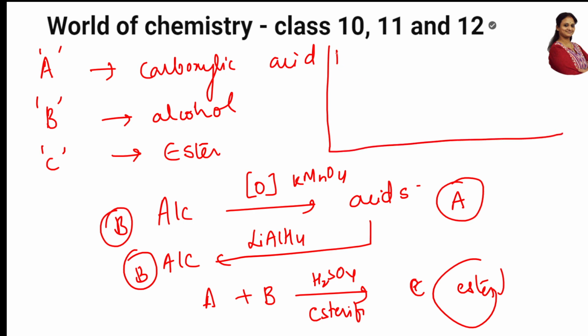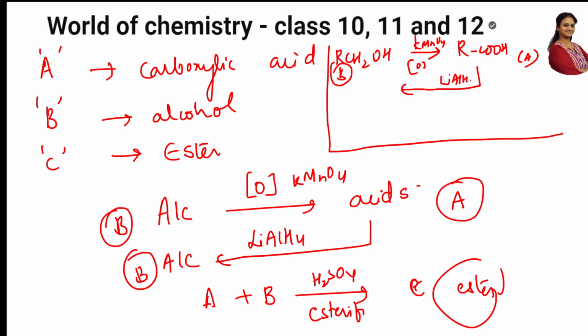Here. First, RCH2OH, KMnO4, this oxidation, this RCOOH. This A. B. Now, this particular thing, carboxylic acid. When I use lithium aluminum hydride, I get alcohol back. A and B. What is A now? It is RCOOH. What is B now? RCH2OH. What is removed? Water is removed. In the presence of what? Sulfuric acid. What will I get? Ester.